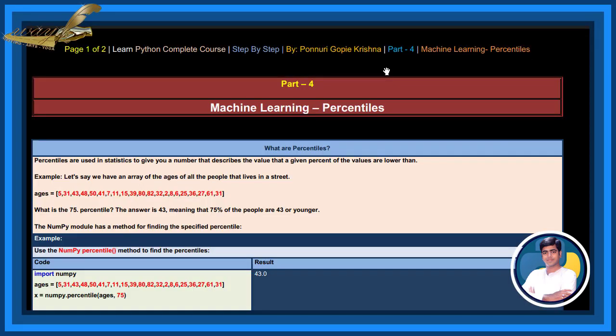In this session, let us learn about machine learning percentiles. What are percentiles? Percentiles are used in statistics to give you a number that describes the value that a given percent of the values are lower than.